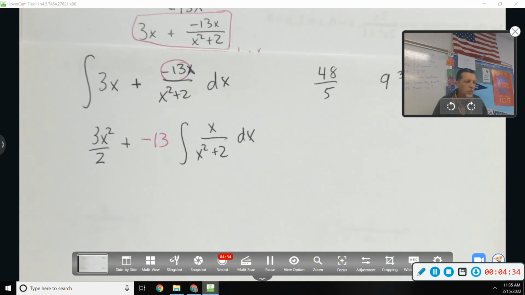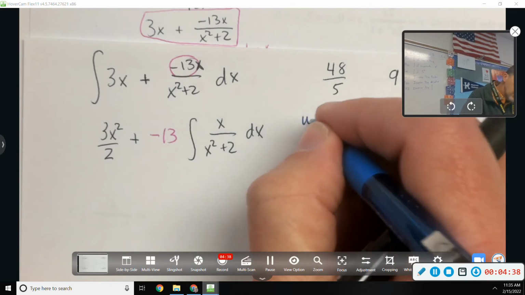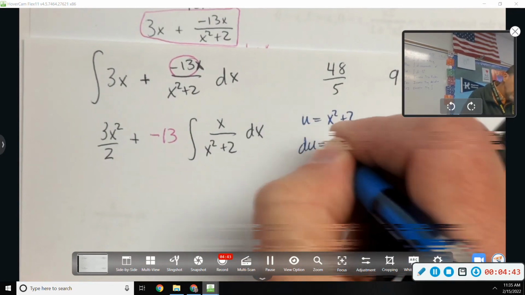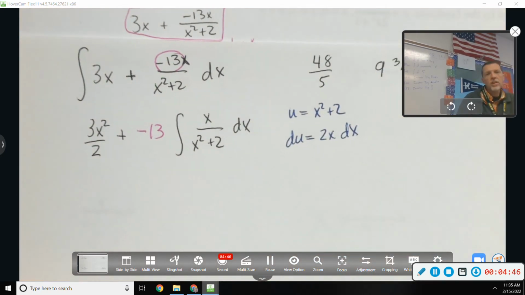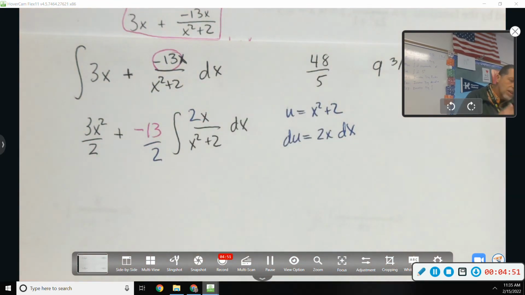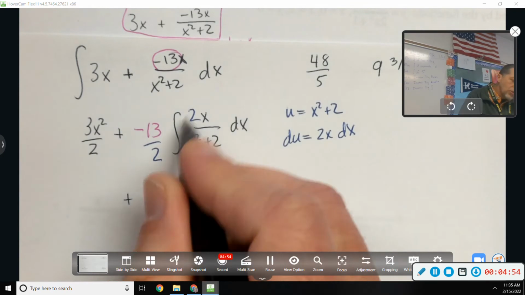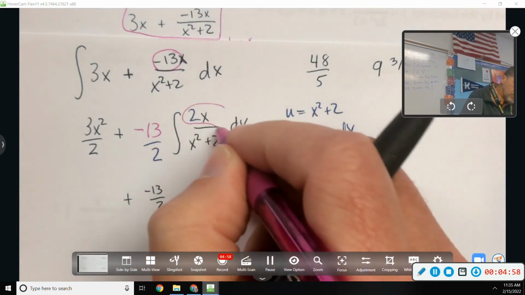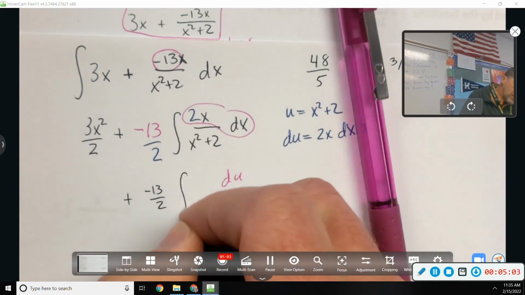U sub, what would be a good choice for u? x squared plus 2, because du then would be 2x. Is that good news? Yeah, because I can go 2 and 1/2. A few of you might jump to the answer from there, realizing what's going on. Most of us are probably still slowing down here and saying, inverse tangent.